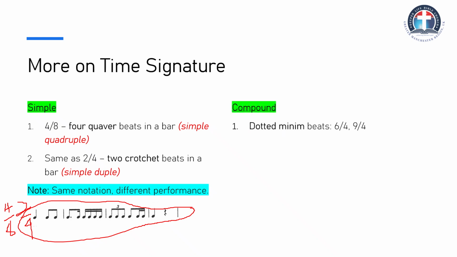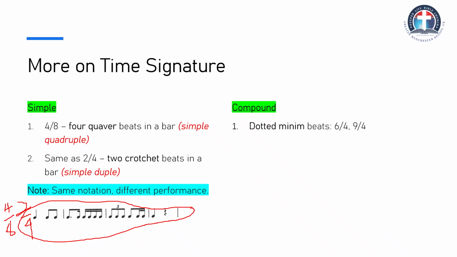We're introducing a lot of compound time signatures this time around, because in grade 3 we only introduced 3 compound time signatures: 6/8, 9/8, and 12/8. Those are time signatures that have the dotted crochet as their standard beat. But now we have time signatures that have the dotted minim as the standard beat. So you have 6/4, 9/4.